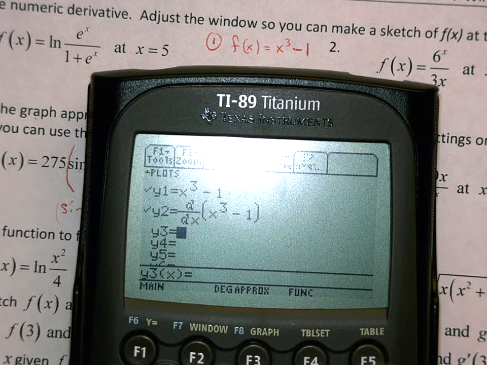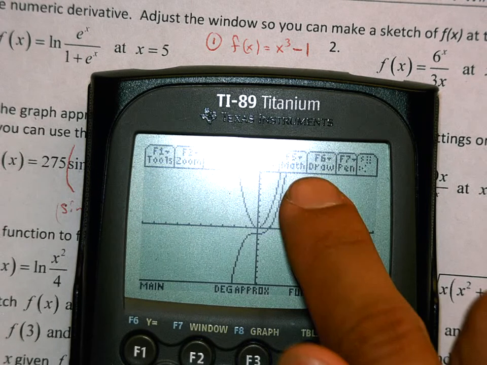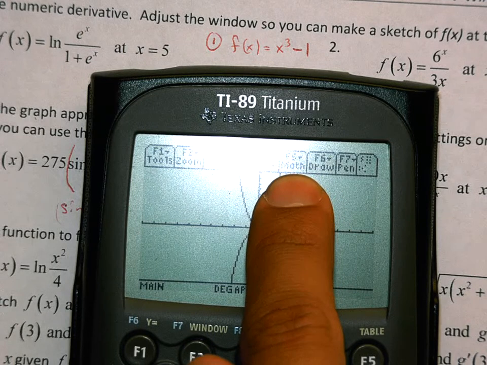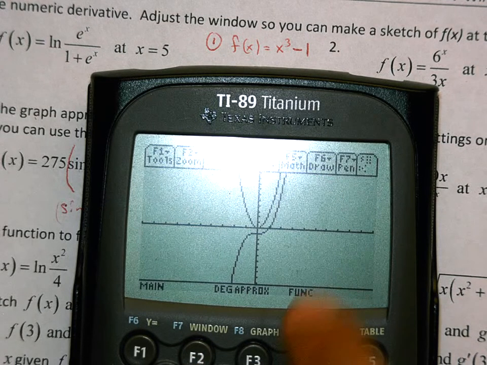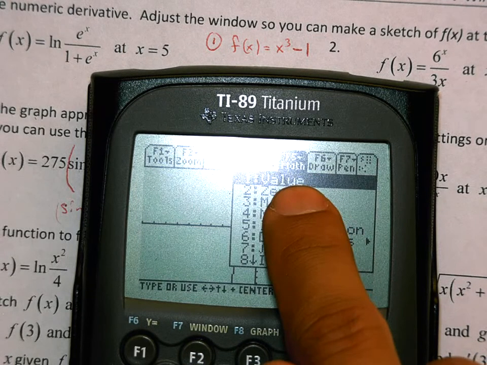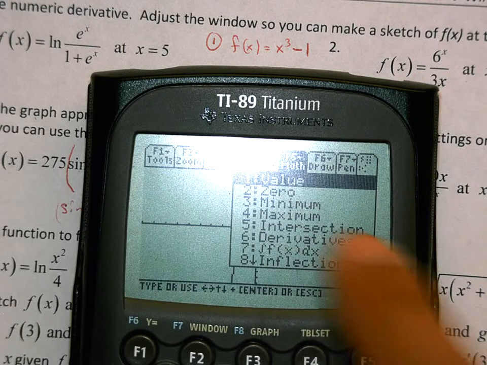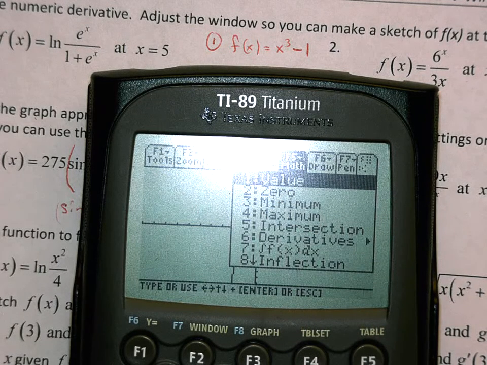Everything else for the TI people, your stuff is going to be under this F5 math button. Under F5, you can find a value or a 0 right there. That's what you're looking for. That's how you are going to do most of these problems as well.